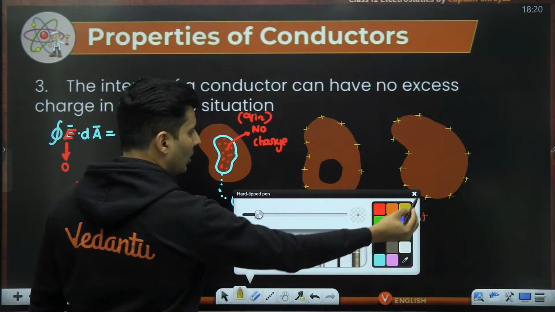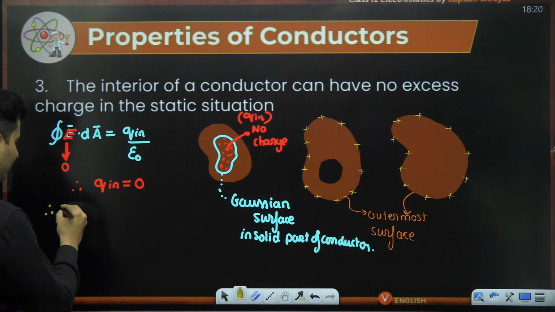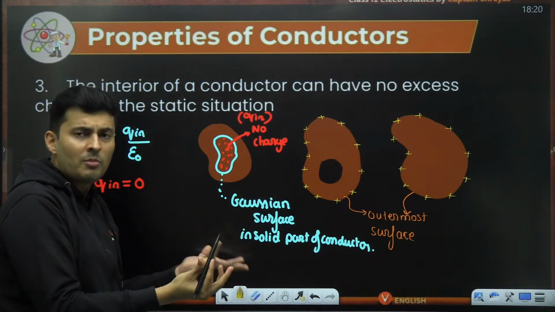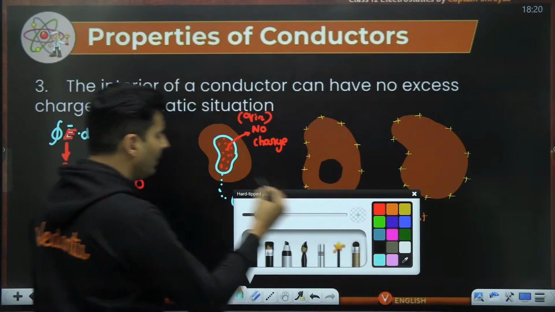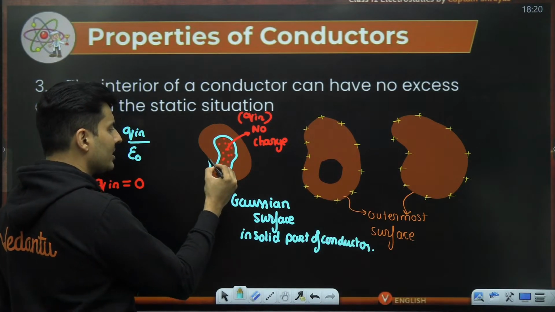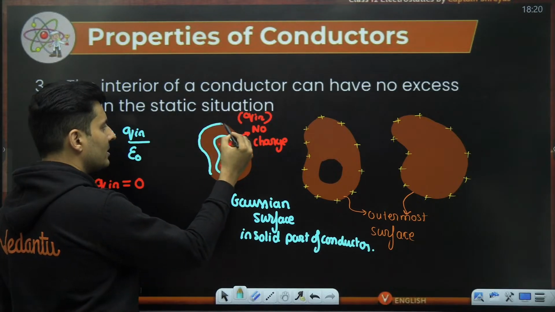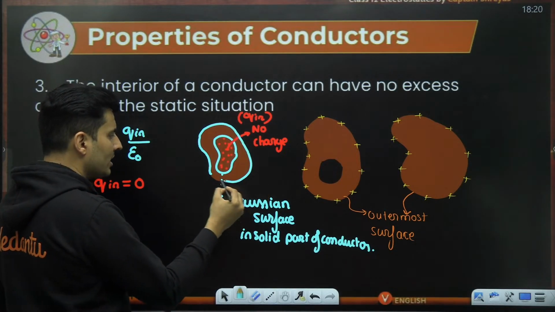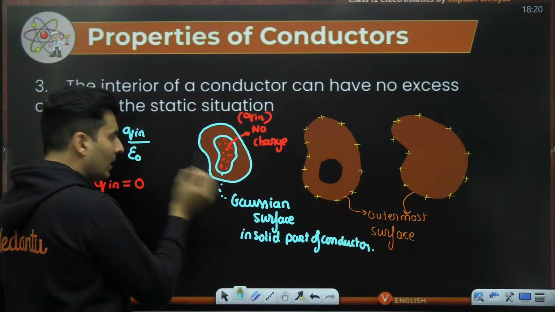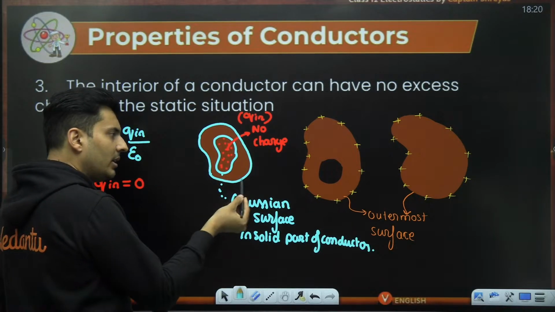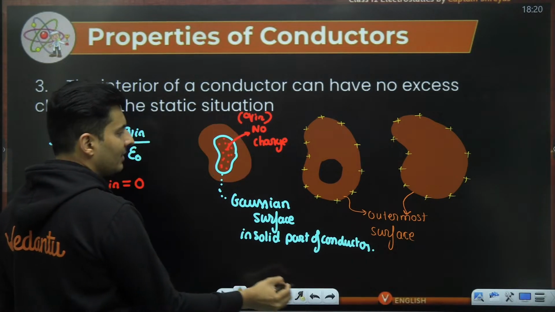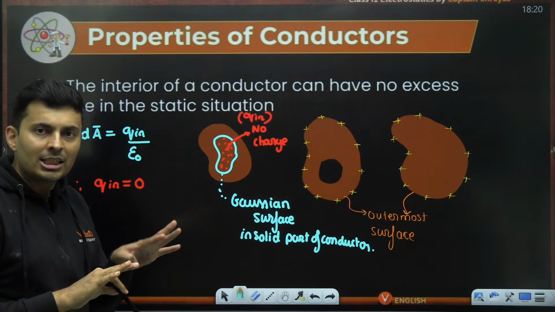Therefore, I can argue, what is the maximum Gaussian surface that I can take? The worst Gaussian surface I can take is this one along the surface like this. So that is the last Gaussian surface I can take. Inside that also there will be no charge. So the charge will be just on the surface. Inside there will be nothing, just outside.